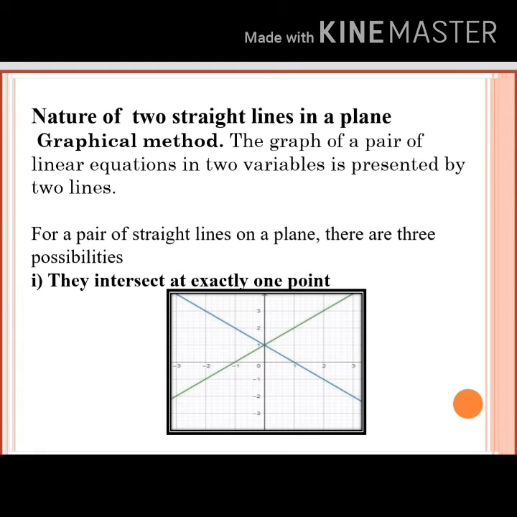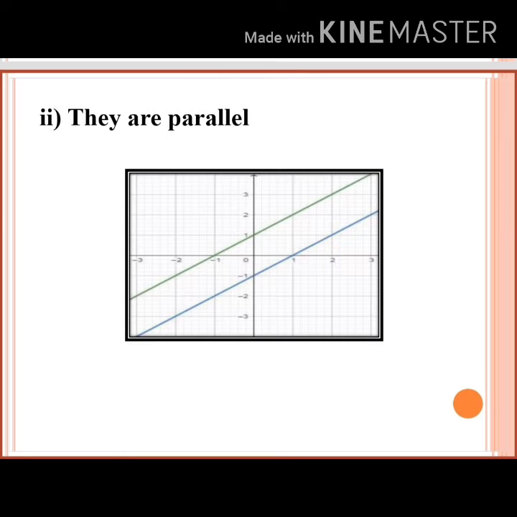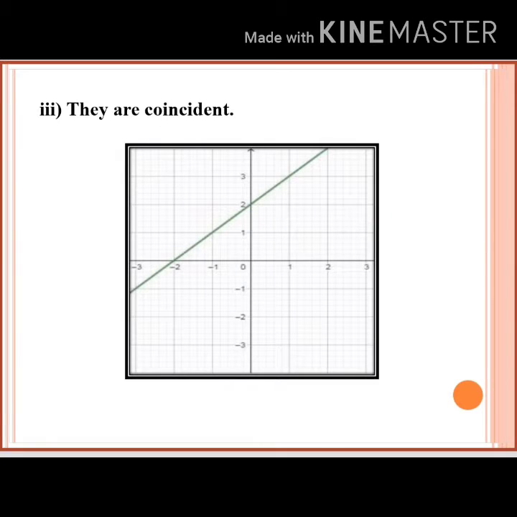Now, nature of two straight lines in a plane. Graphical method. The graph of a pair of linear equations in two variables is represented by two lines. For a pair of straight lines on a plane, there are three possibilities. The first one, they intersect at exactly one point. That means two lines can intersect at exactly one point. Second possibility, they are parallel. That means they are not going to intersect at any common point. And third possibility, they are coincident, that is, they are one and the same line.